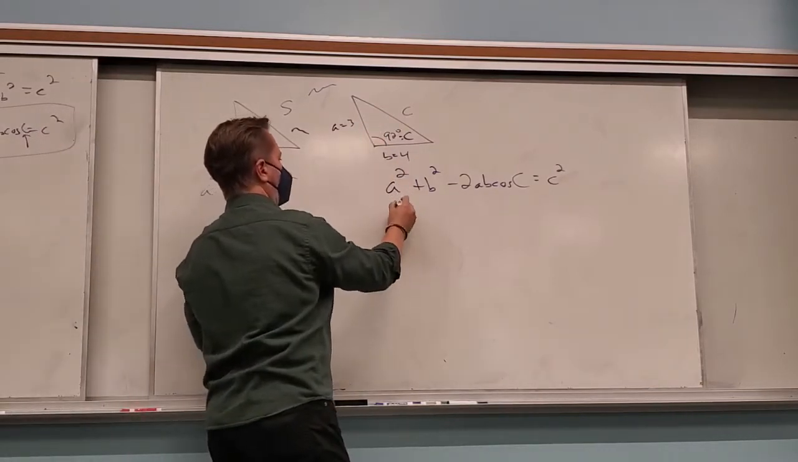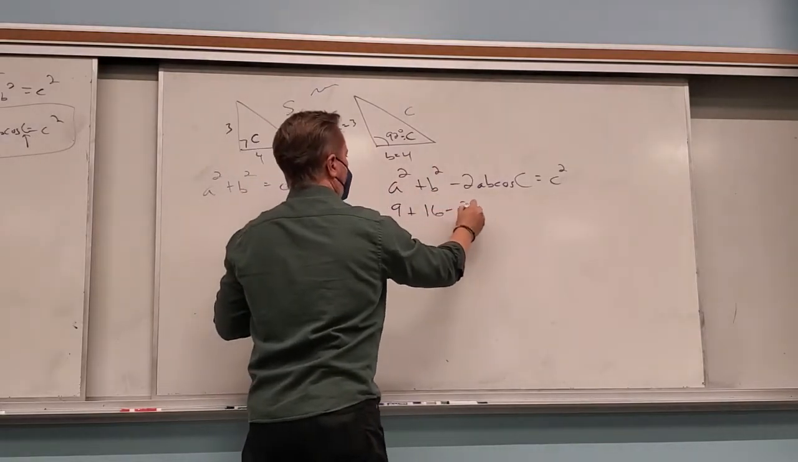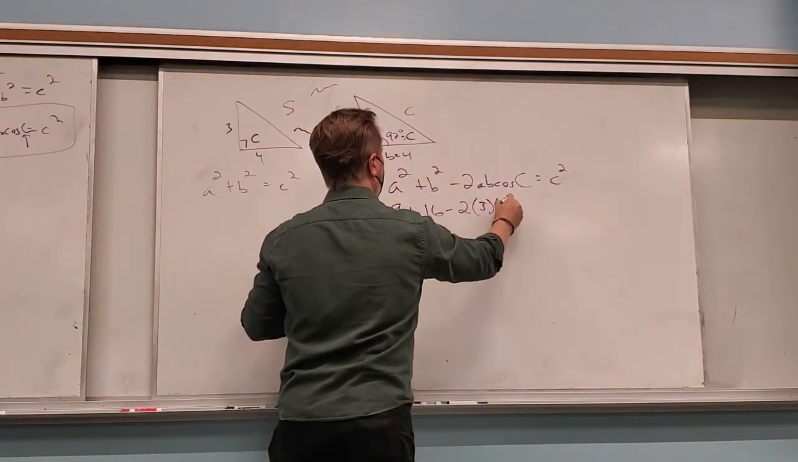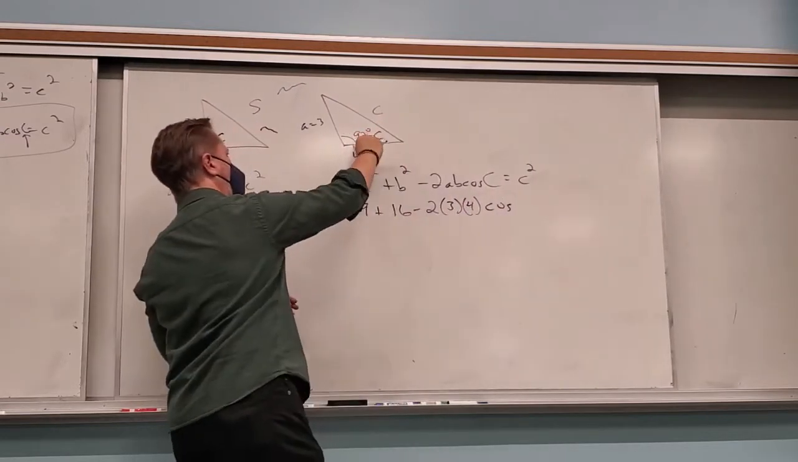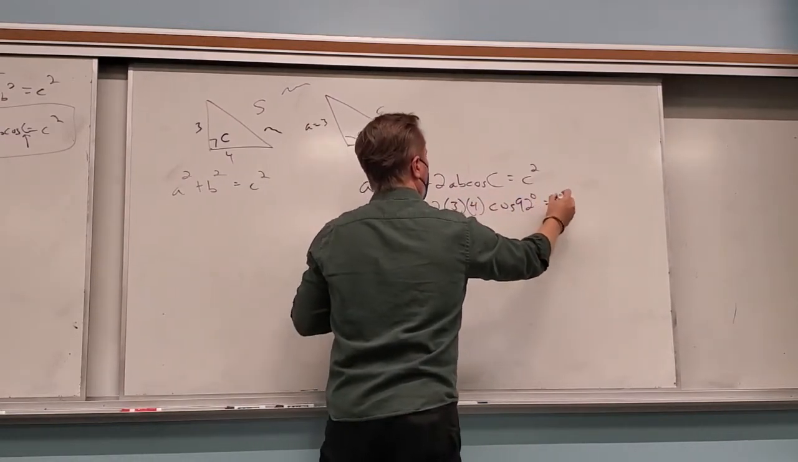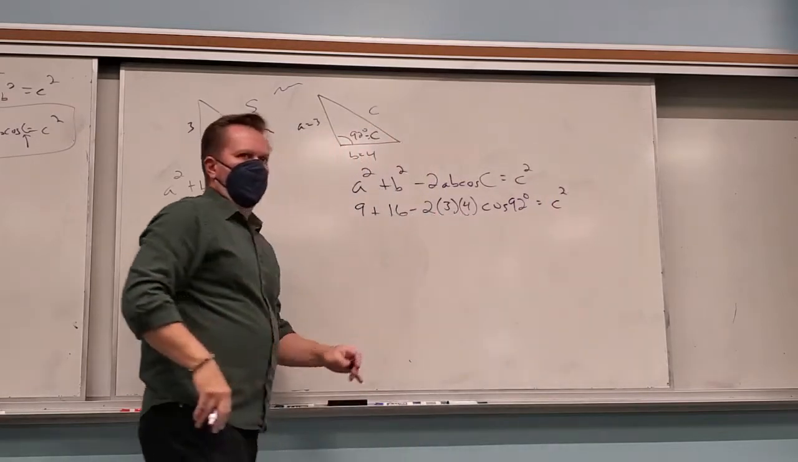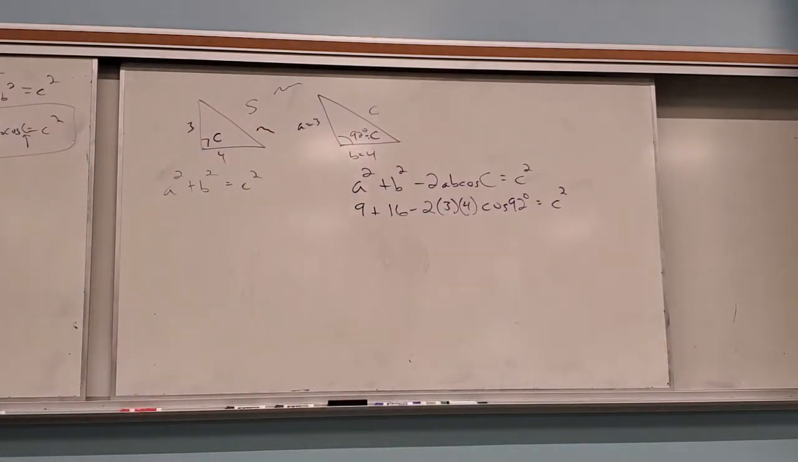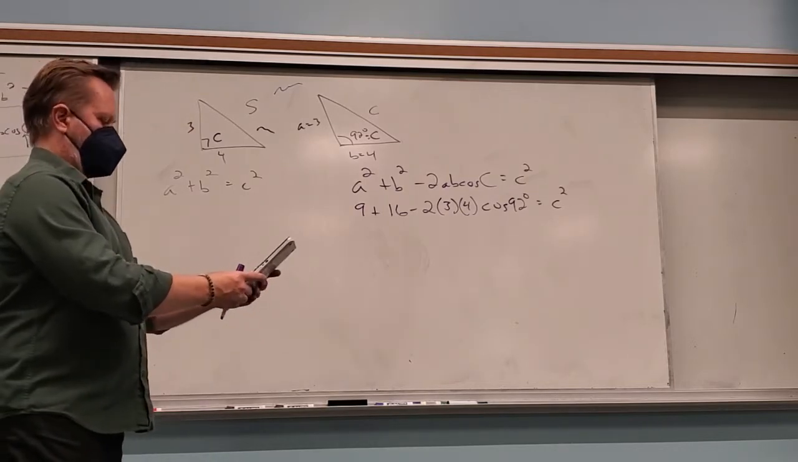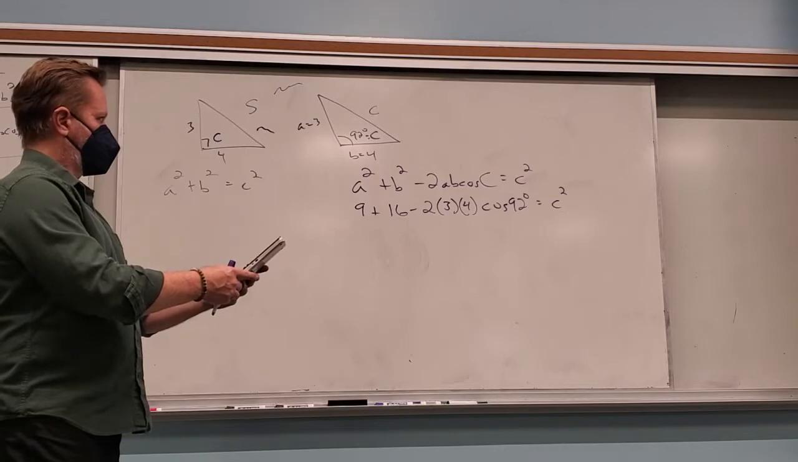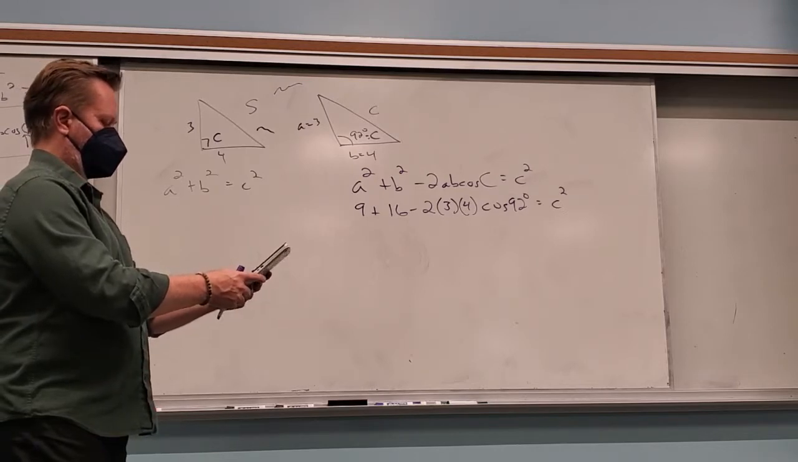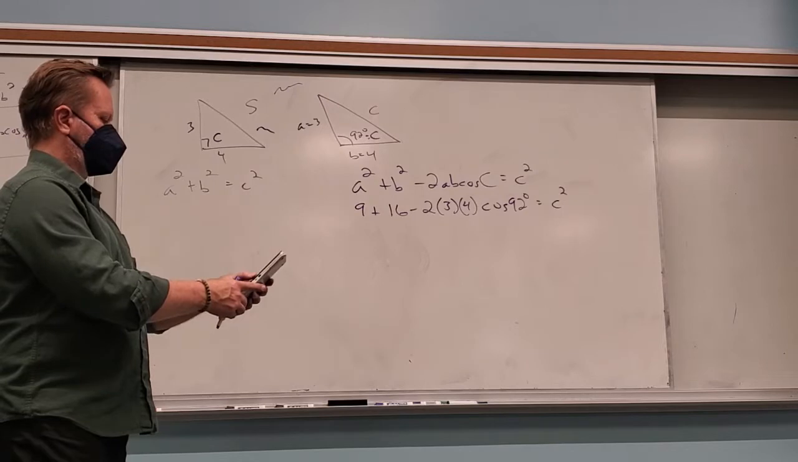A squared plus B squared minus 2 times A times B times cosine of the angle equals C squared. Now let's all do this together. If you have your calculator, you can help me out. Make sure you're in degrees.